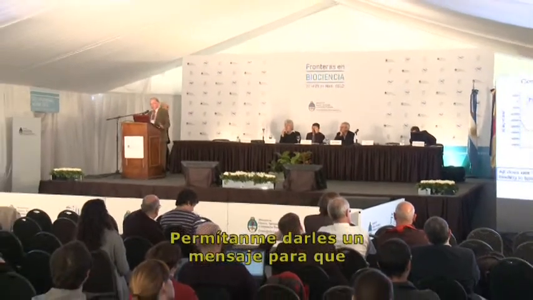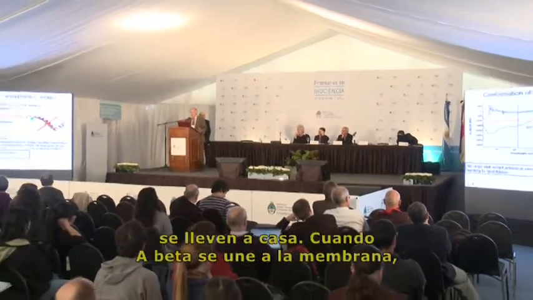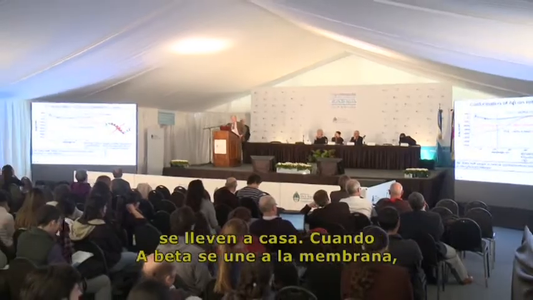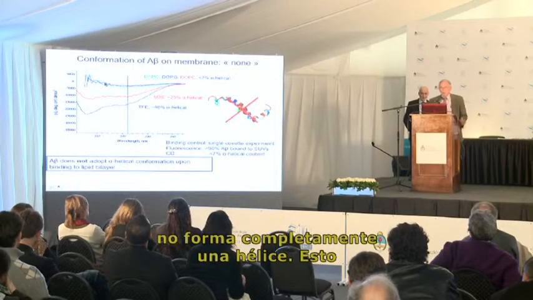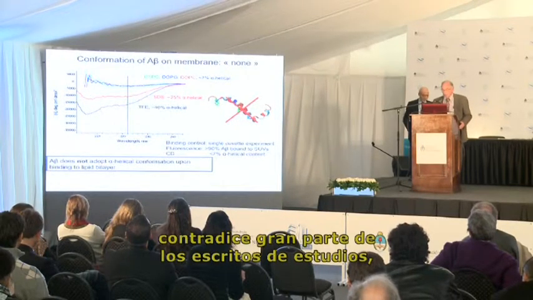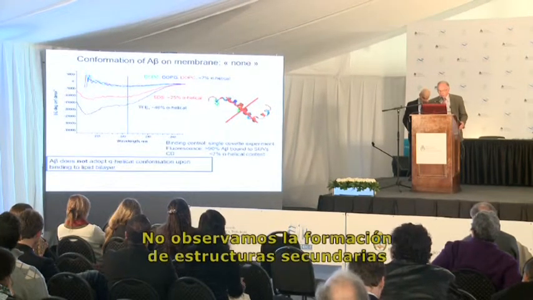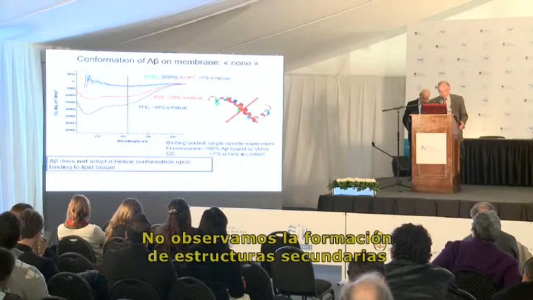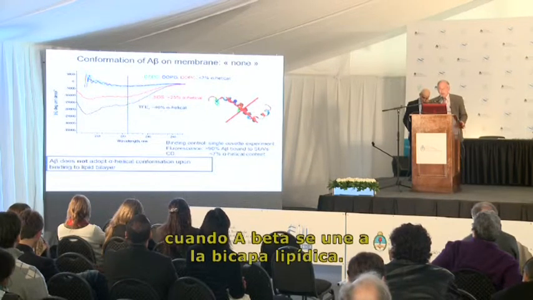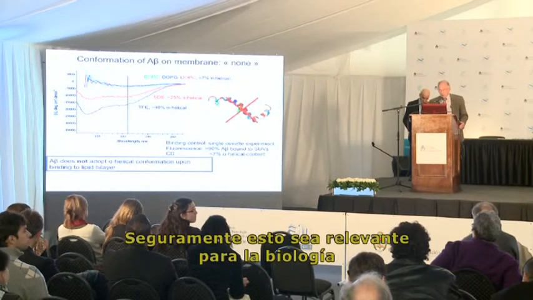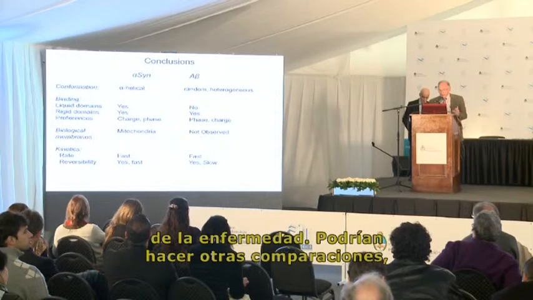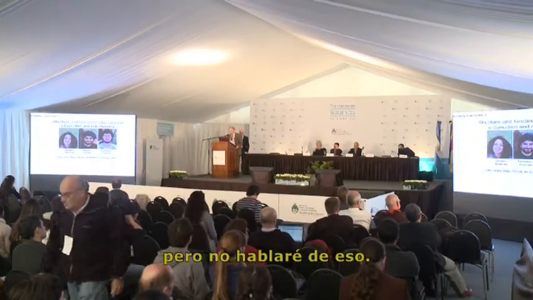So I think the take-home lesson here of interest is that when A-beta binds to membranes, it does not form an alpha helix. This is against much of the reported literature, but we think it's based upon good evidence, and we see no formation of secondary structure when A-beta binds to a lipid bilayer. And this is important in probably the biology of this disease. And there are comparisons I can make, but I won't go into that.